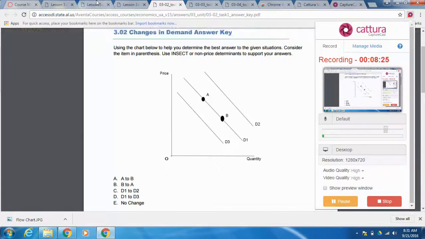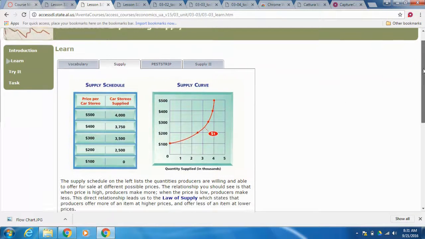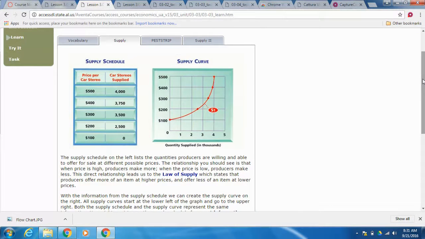Okay, let's go over supply. Supply is basically how much of a product producers are willing to sell at different prices. Okay, price and quantity have a direct relationship with supply. If the price is high, then the supply is going to be high. If the price is low, quantity is going to be low. That's the law of supply.